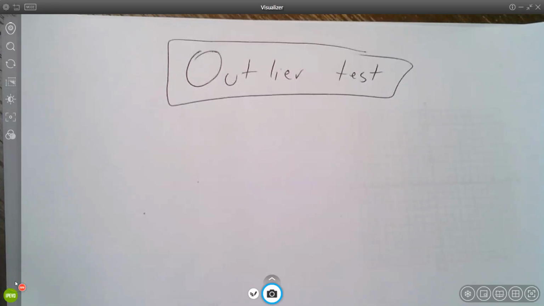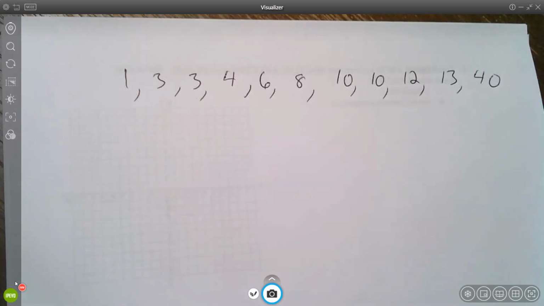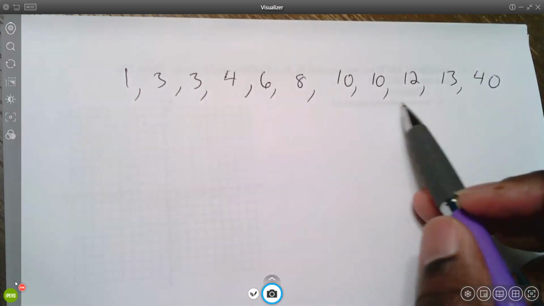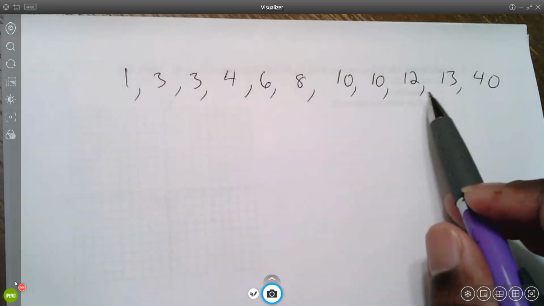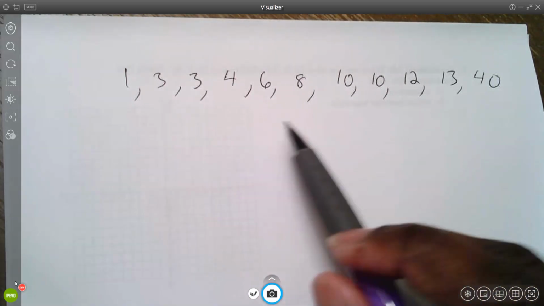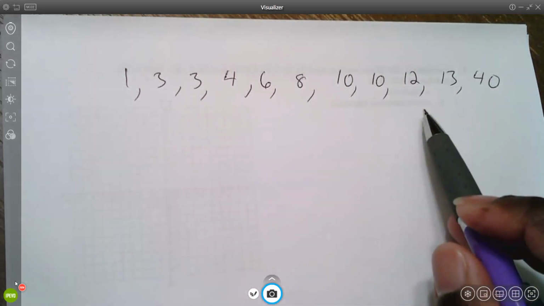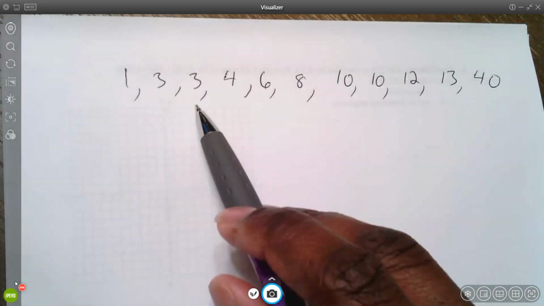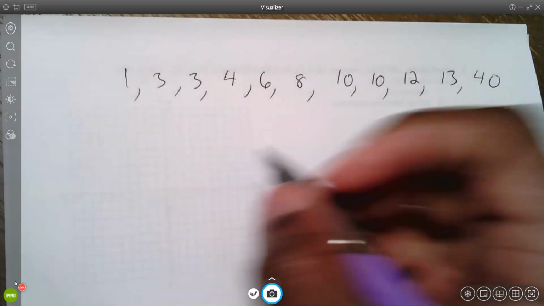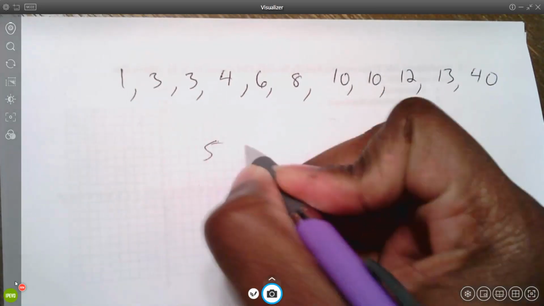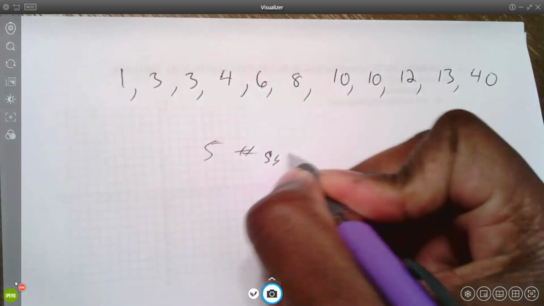This video is about the outlier test and finding out what outliers are. We're pretty good at box and whisker plots. If I gave you a set of data, you know how to create a box and whisker plot with it. Just so you know, I already put this in order, so you don't have to worry about it. And you want to find the five number system first.